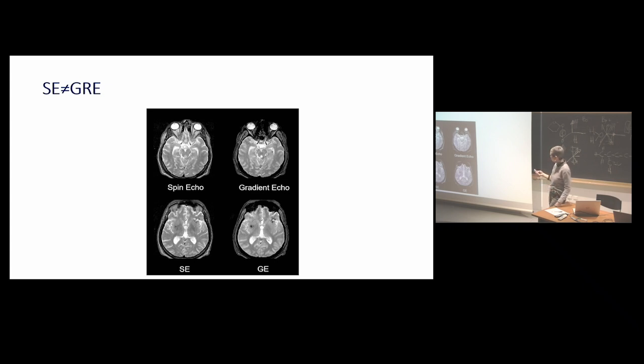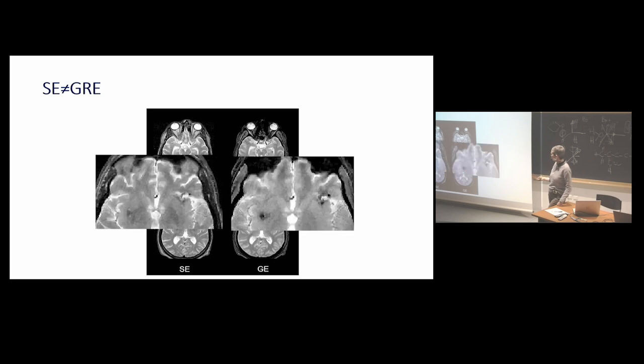So here you see two images obtained with the same, similar echo times, or matched echo times, let's say. We have on one part the spin echo, and the other part the gradient echo. Are they the same? Can you see any differences? Let's zoom in. You can, right?